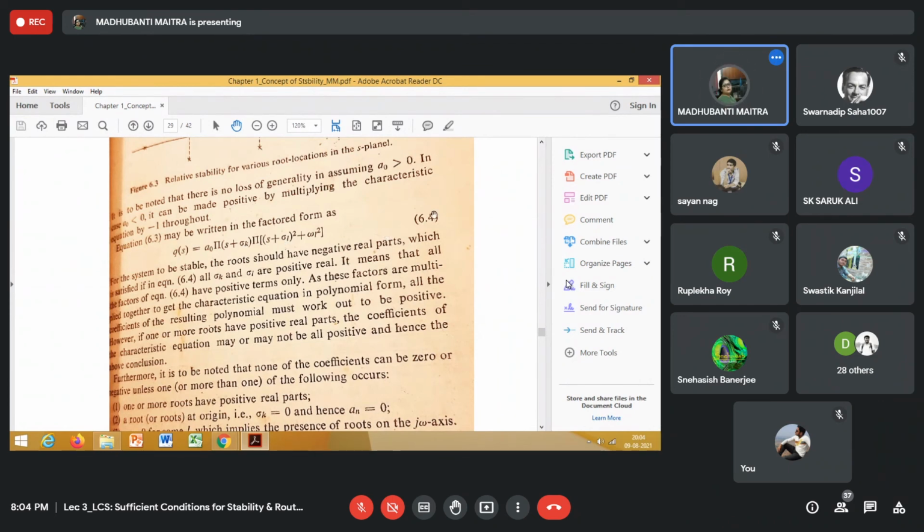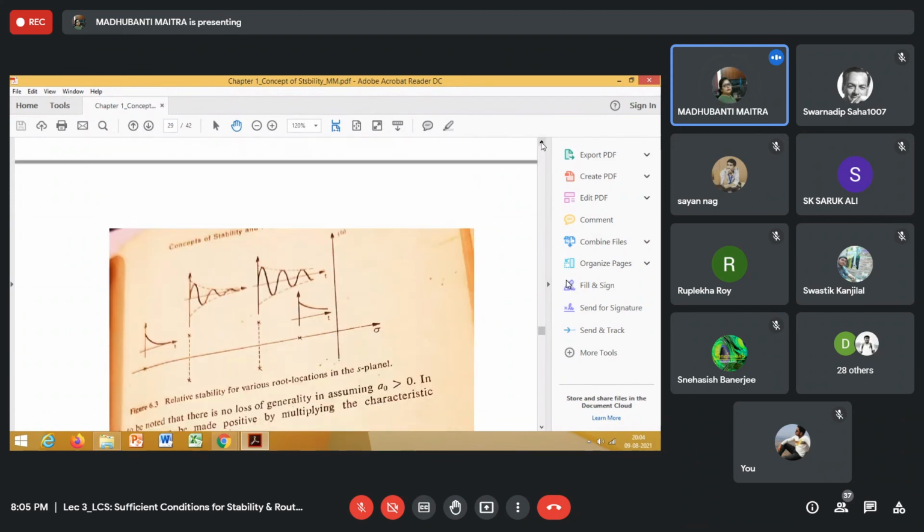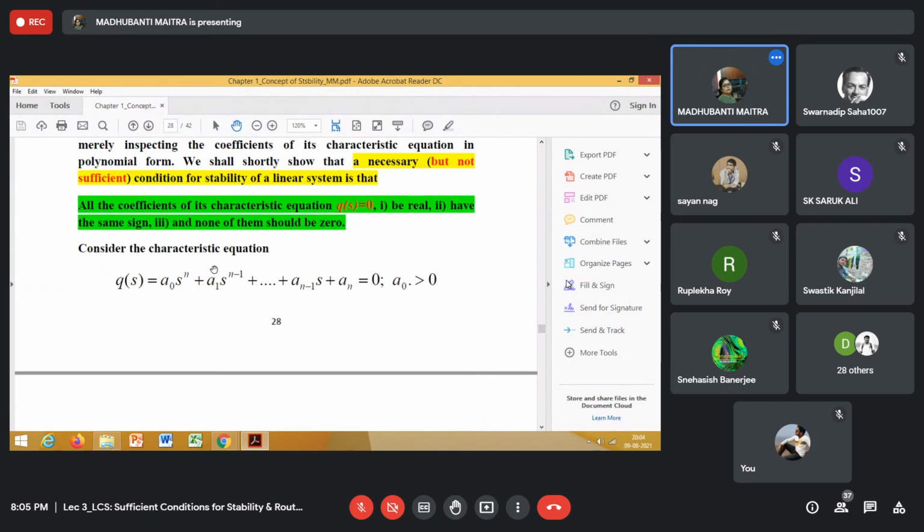So that minus term, S minus sigma k or minus twice S sigma L, that minus sign may get reflected in the characteristic equation as a negative coefficient.